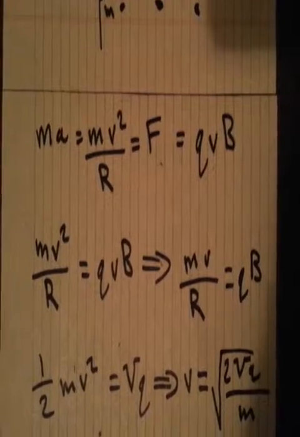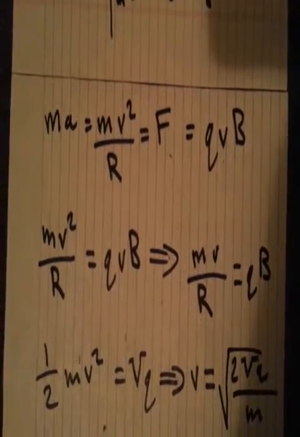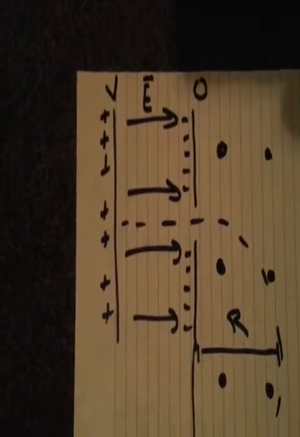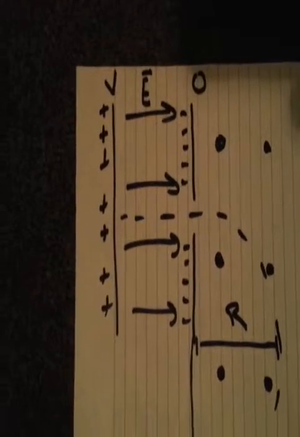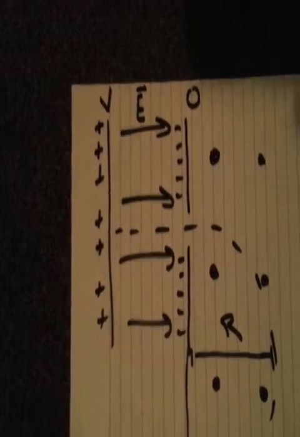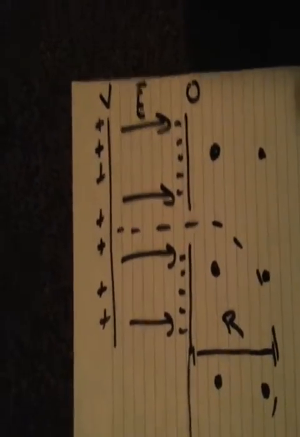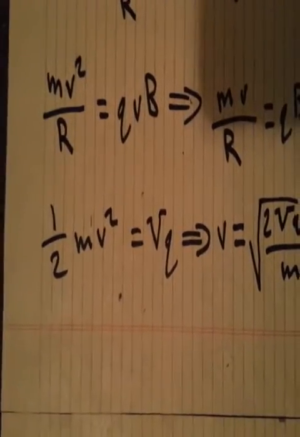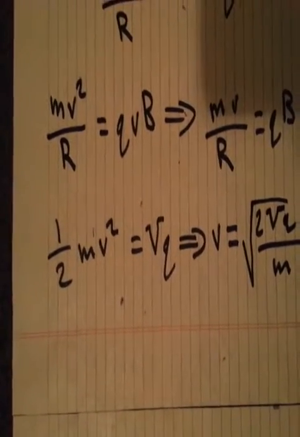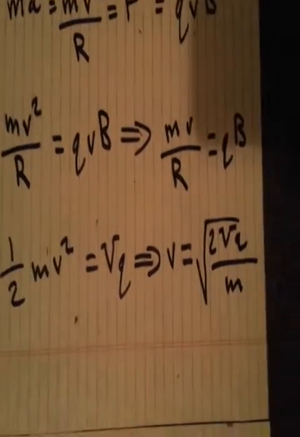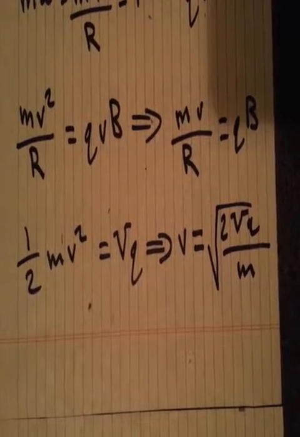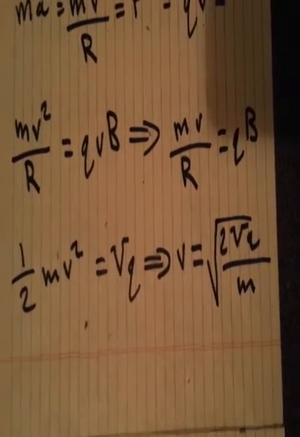Well, we can find v based on the potential energy from our electric field over here. We know that the voltage times Q is the total energy gained from traveling through the electric field. So we can set 1/2 mv squared equal to voltage times Q. We solve this to find that velocity equals the square root of 2 times the voltage times Q over m.